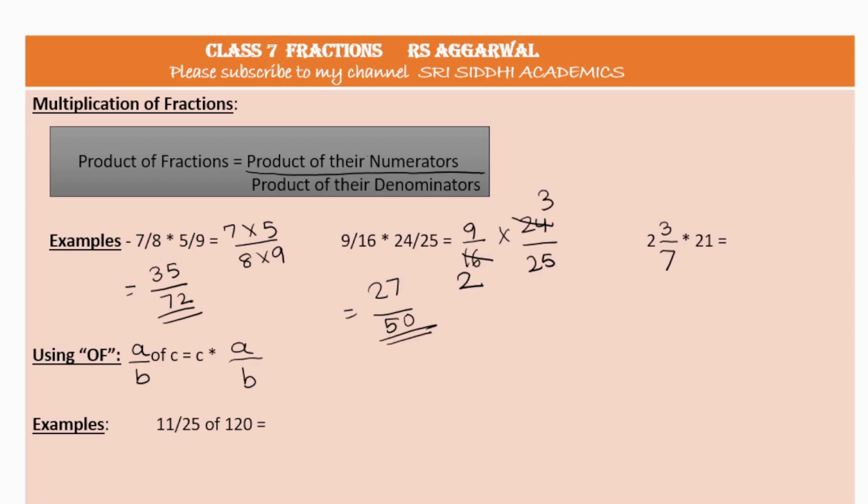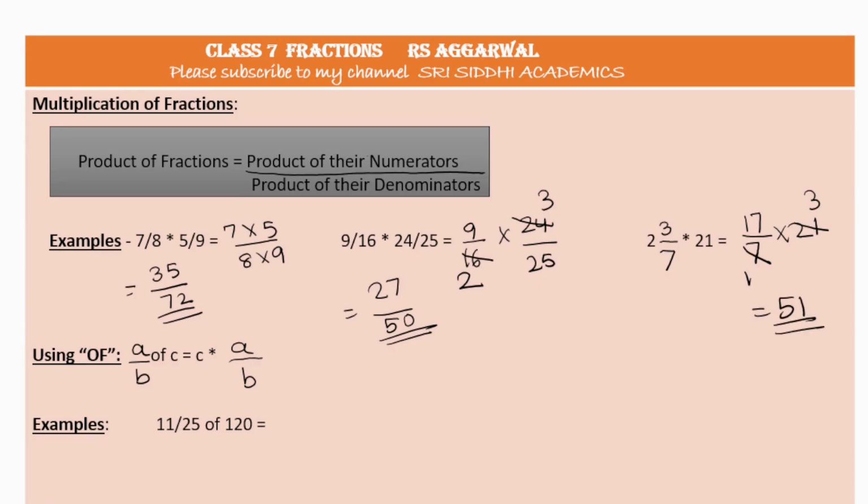Now let's have a look here. 2 3 by 7. So here 7 2s are 14. 14 plus 3 is 17. So 17 by 7 is what we get when we change this mixed fraction into an improper fraction. Now we'll multiply with 21. 7 1s are 7. 7 3s are 21. 7 is common here. So I cancelled it out. I simplified the numerator and denominator. So what remains is 7 into 3. 7 3s is 51.